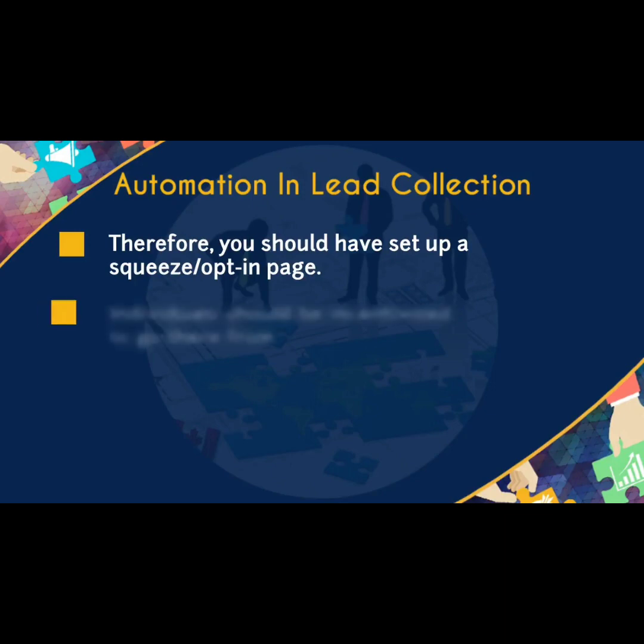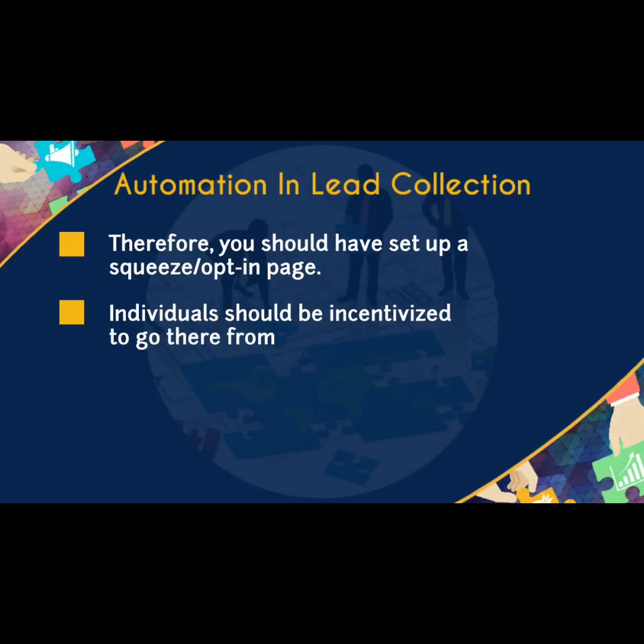Number two, you're going to have to set up emails ahead of time. Again, this is not the sexy part of automation, but these are things that should be happening automatically. People should be told automatically. They need to be incentivized automatically to go to your opt-in page after they purchase. Now, you can get them there from their thank you page.